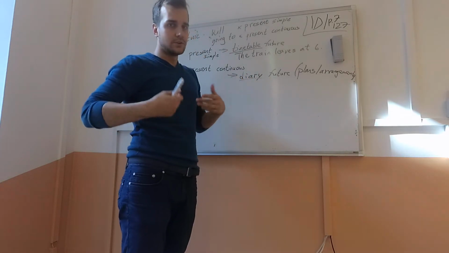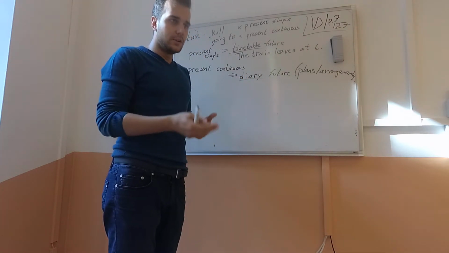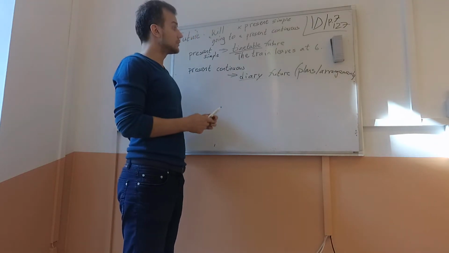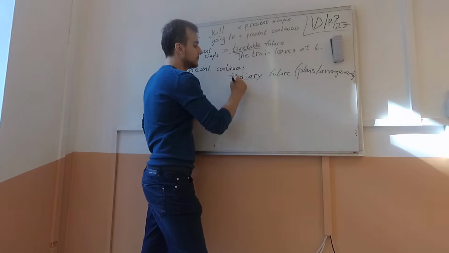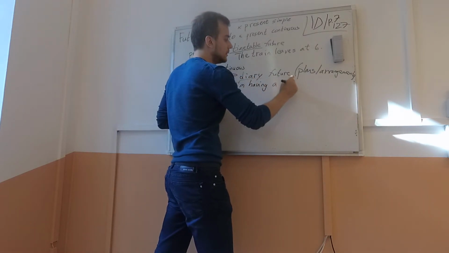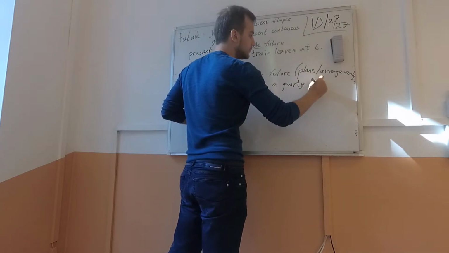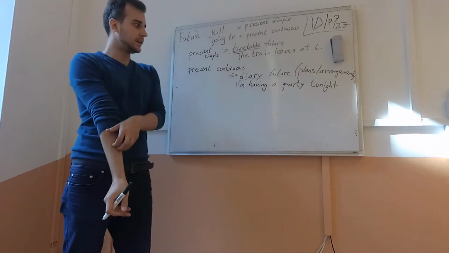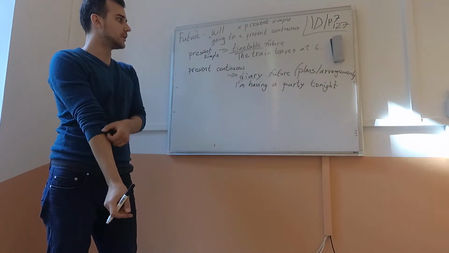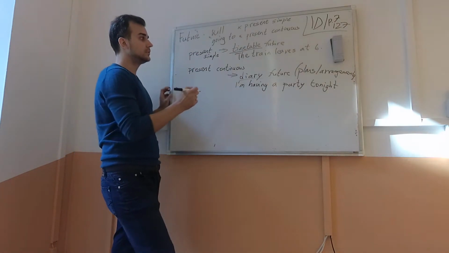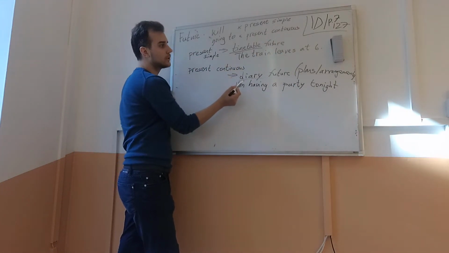If it's already in your diary, and you're going somewhere, and you know about it, then we use present continuous, diary future. So for example, I am having a party tonight. Alright? So this is the context for this kind of future. Just diary future. Now, these two are very special. So, timetable future, diary future.